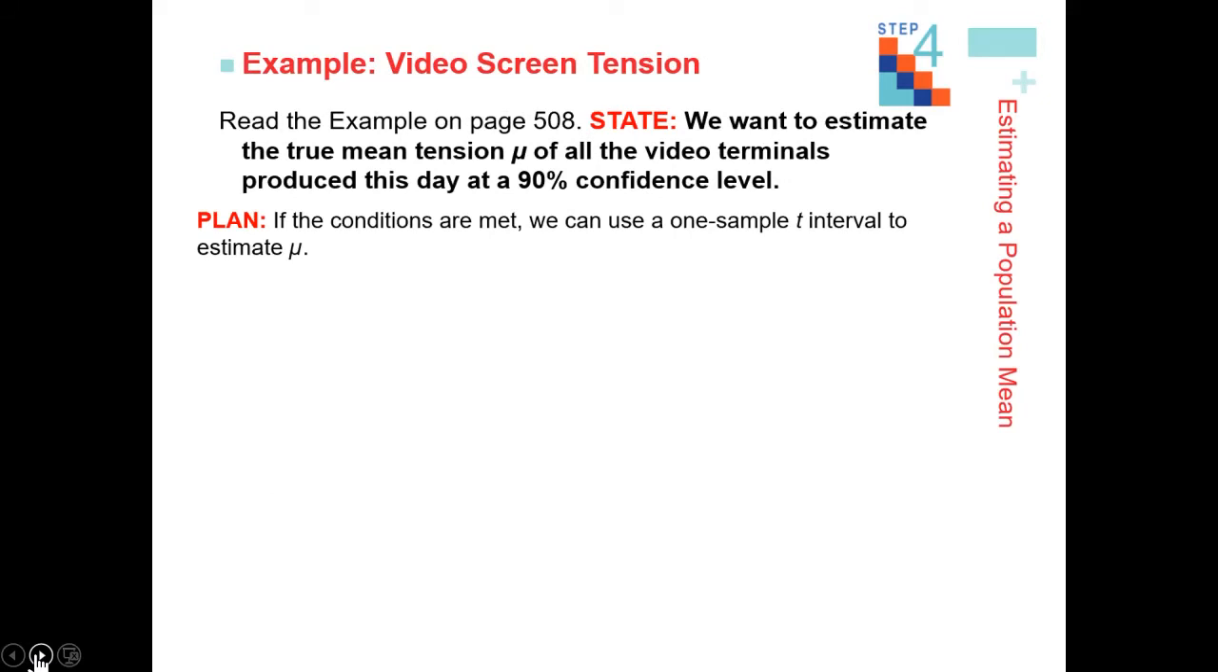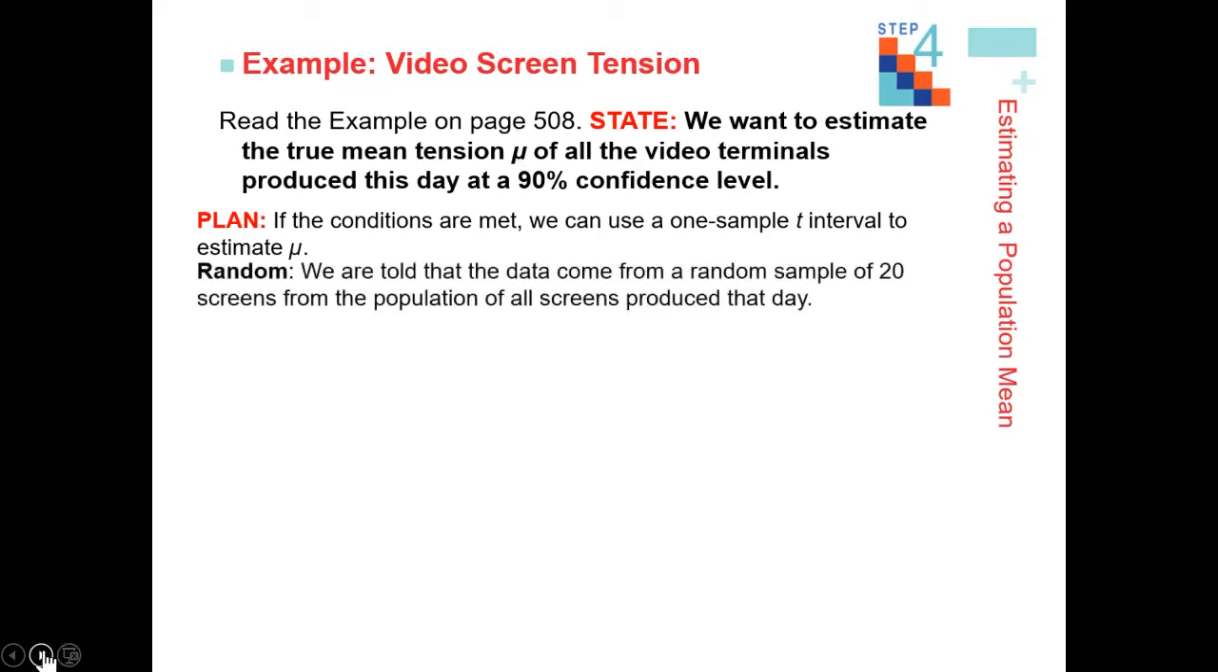All right, now we got an example. It's on page 508 if you want to follow along. Okay, it's asking for the mean tension mu of all video terminals produced in this day at a 90% confidence level, right? Usually the population parameter is stated in the problem, and we're just copying it onto here. And it should give us x bar as well, which we'll state in just a minute. Okay. So random, told that the data come from a random sample.